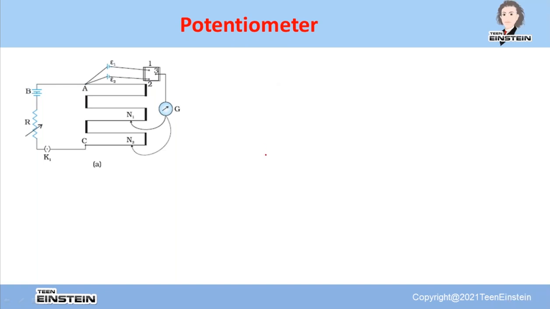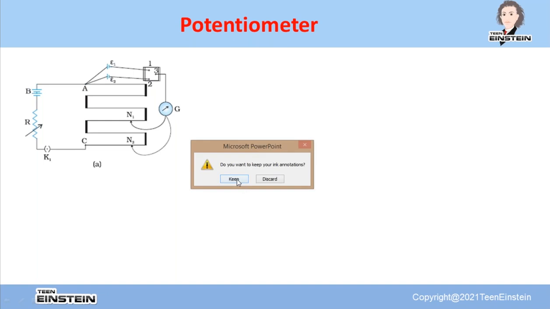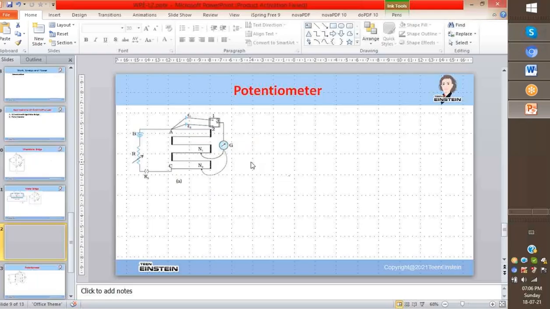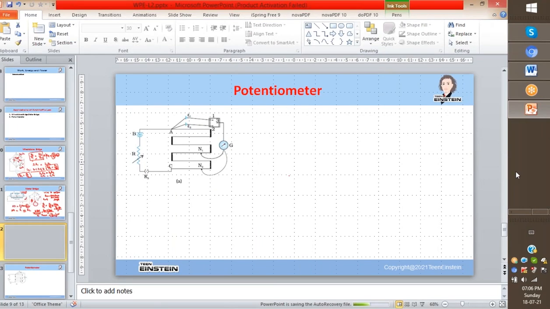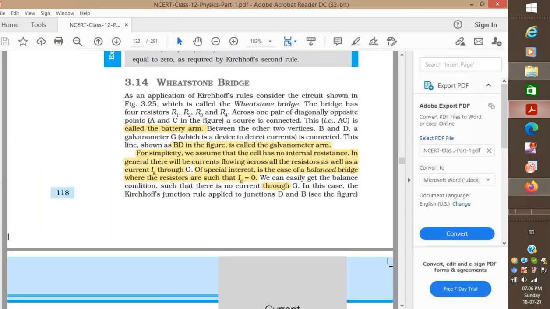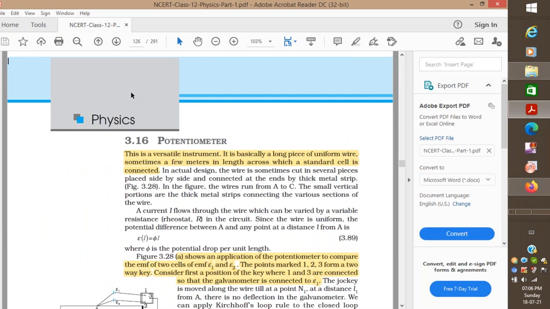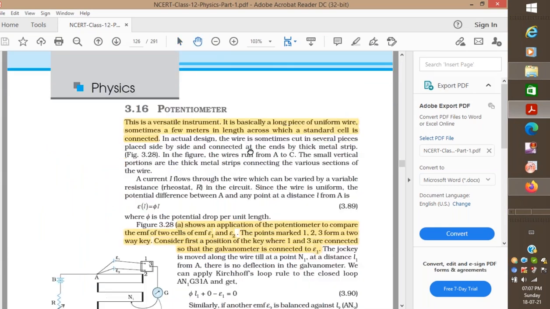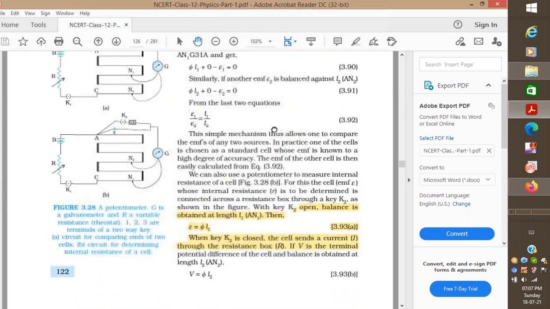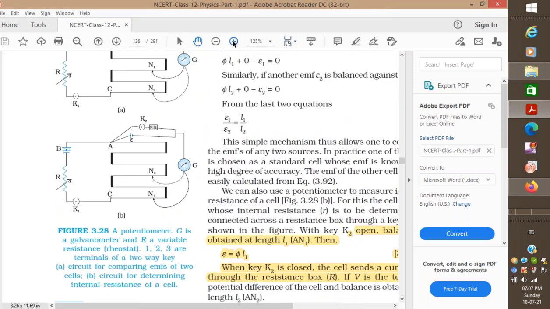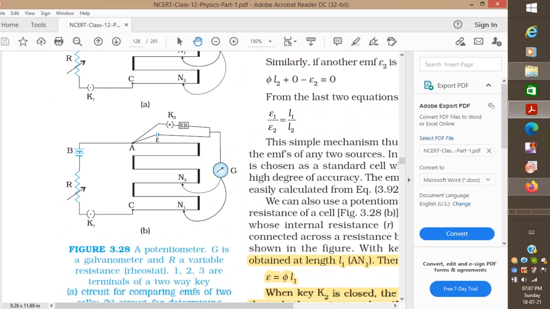So now look, as I said, there is another application of this potentiometer. I'll not write it here, I'll just show it from your book itself, because if I write, I'll be taking a little extra time. I'll directly show from your book and then tell you the situation. In this case also it is the same thing, but there is a little difference in the circuit.